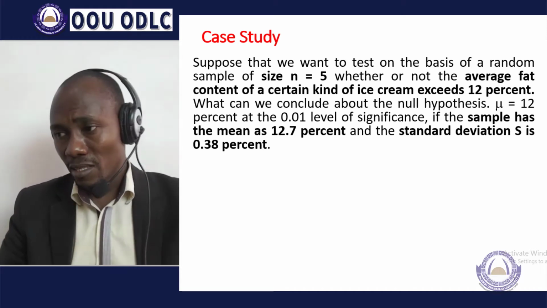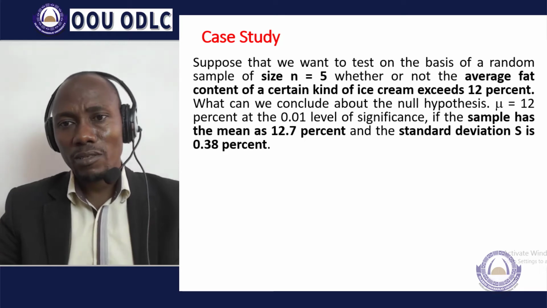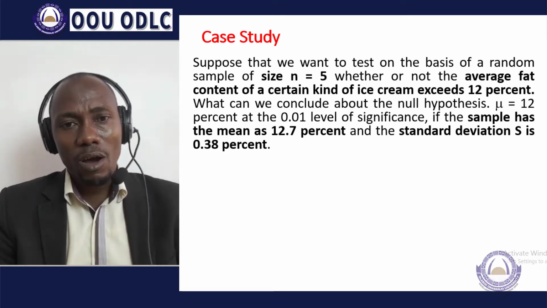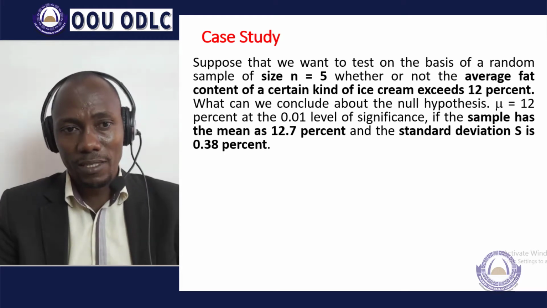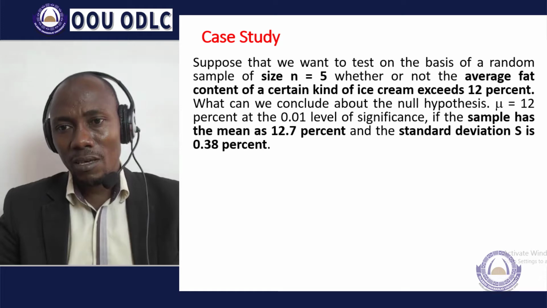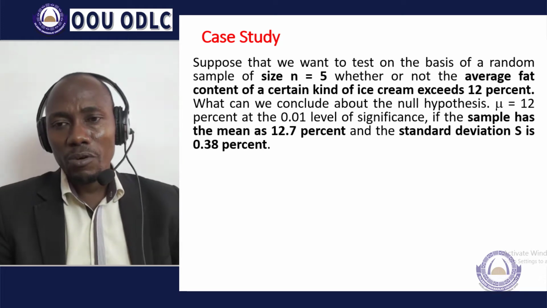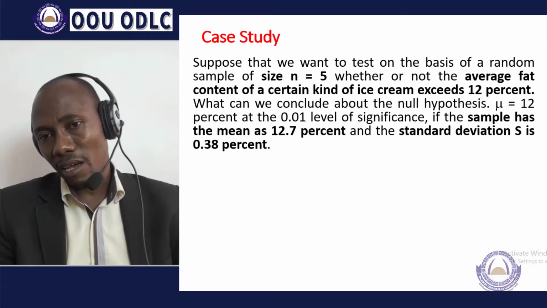Suppose that we want to test, on the basis of a random sample of size n equals 5, that is, the sample size is less than 30, whether or not the average fat content of a certain kind of ice cream exceeds 12%. What can we do about the null hypothesis? Mu equals 12% at 1% significant level.